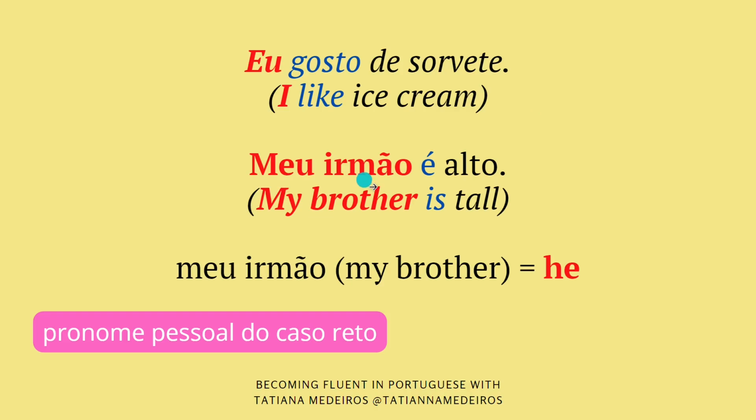Meu irmão é alto. My brother is tall. Meu irmão, my brother, is the subject. We can also use he, because my brother, meu irmão, means he. So he is tall. Ele é alto. Here we have the verb. So in those cases, we have pronome pessoal do caso reto. The pronoun is working as the subject.